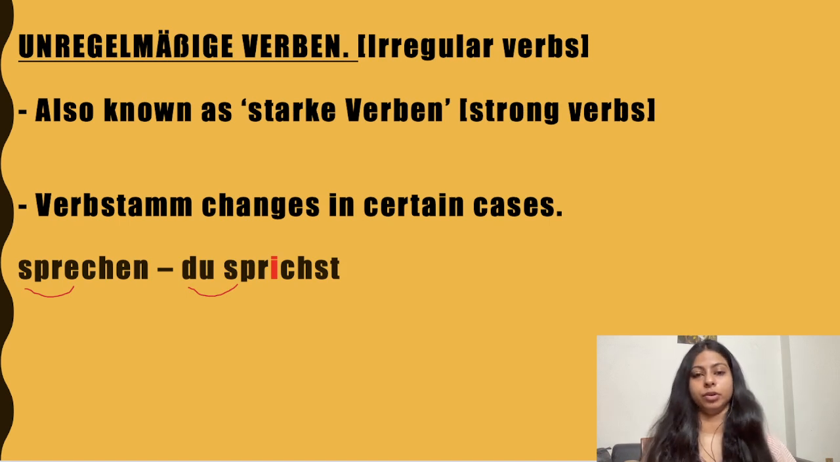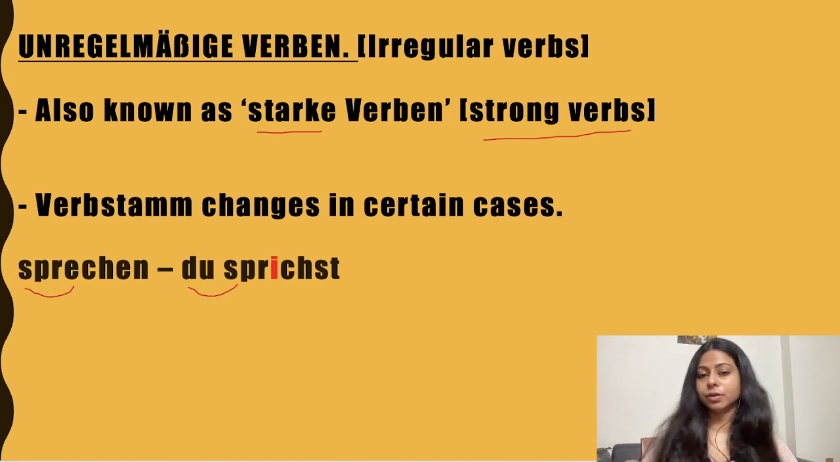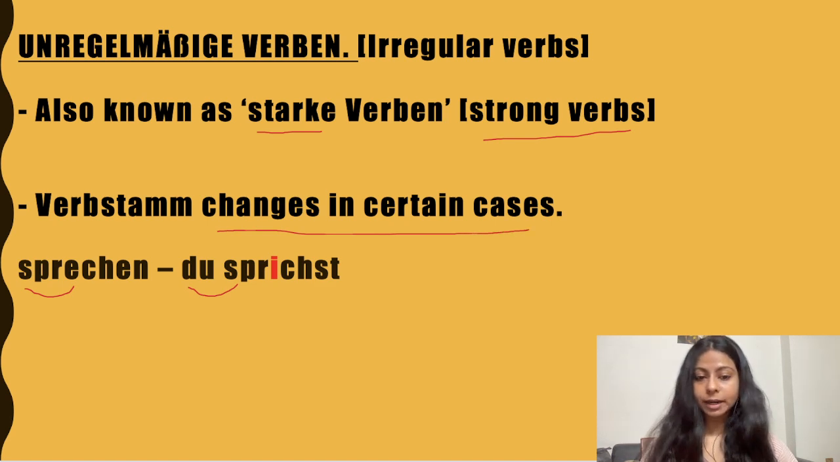Now let's look at irregular verbs. Irregular verbs are also called strong verbs. Stark is strong in German, and hence they are also known as starke Verben. Now, how do we differentiate regular from irregular verbs? In regular verbs, the verb stem doesn't change. In irregular verbs, the verb stem changes in certain cases. So in the case of unregelmäßige Verben, when we conjugate the verb, the verb stem changes and the ending is added as per the subject.